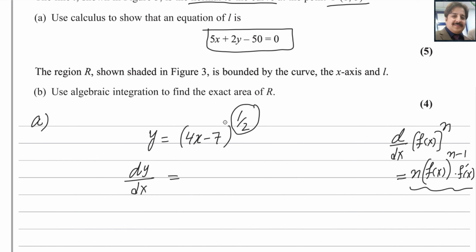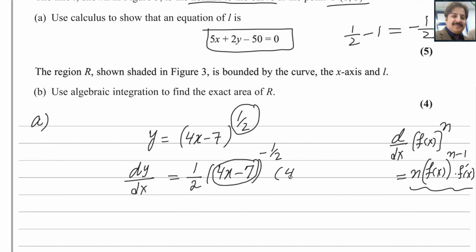First of all, we bring this power here, so it will be 1 over 2, and then (4x minus 7), we reduce the power by 1, meaning 1 over 2 minus 1, and the answer is minus 1 over 2. So the power is minus 1 over 2. Then again, you have to take the derivative of the value under the power. The derivative of 4x minus 7 is 4. 4x gives 4 and 7 gives 0, so it is 4 only. Simplifying, this will give you 2 only.